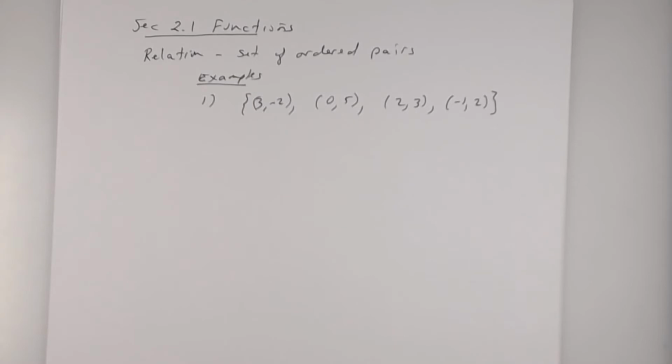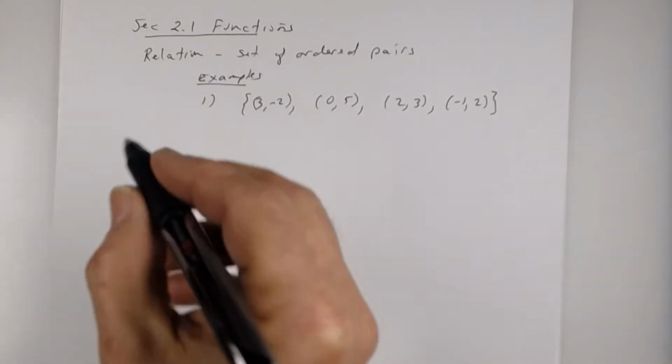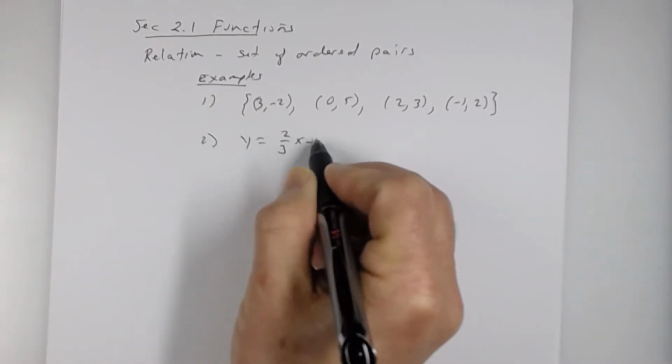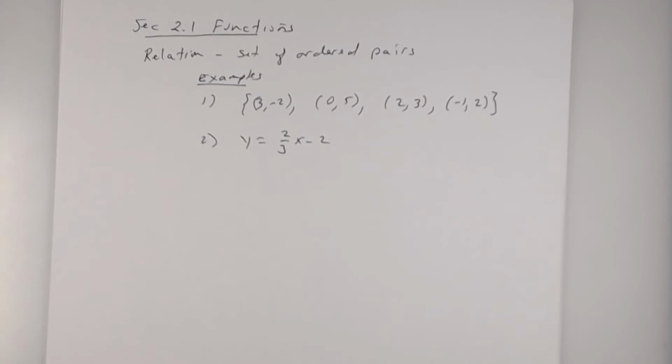So we could represent a relation as an equation. Another example would be y = (2/3)x - 2. That's an example of a relation because I could represent that relation as a set of ordered pairs. I can find an x coordinate and a y coordinate, and there are, in this case, an infinite number of those.